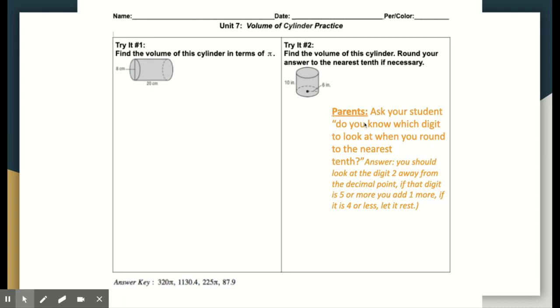Parents, ask your students, do you know which digit to look at when you round to the nearest tenth? The student should answer, you should look at the digit 2 away from the decimal point. If that digit is 5 or more, you add 1 more. If it is 4 or less, you let it rest. Hopefully it's something they remember from 3rd or 4th grade.